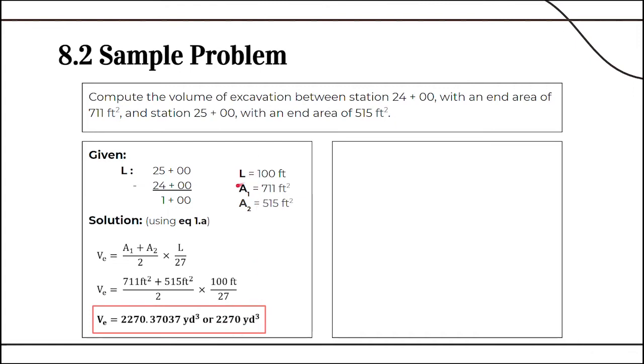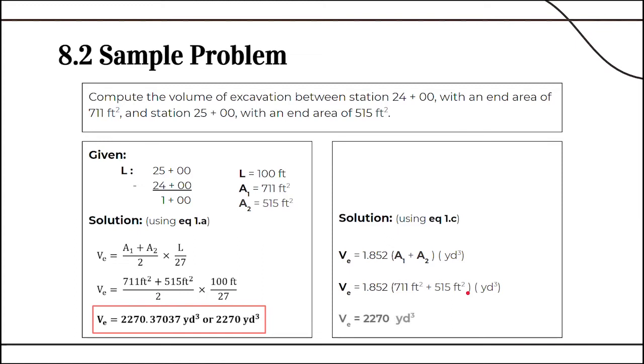And since our horizontal distance L is equal to 100 feet, we can also make use of equation 1.c, which is VE is equal to 1.852 multiplied by the sum of A1 and A2. Substituting again our givens, we have VE is equal to 1.852 multiplied by the sum of A1, which is 711 square feet, plus A2, 515 square feet. Using the calculator, our average end area volume is equal to 2,270 cubic yards, which is the same value as what we solved using equation 1.a.